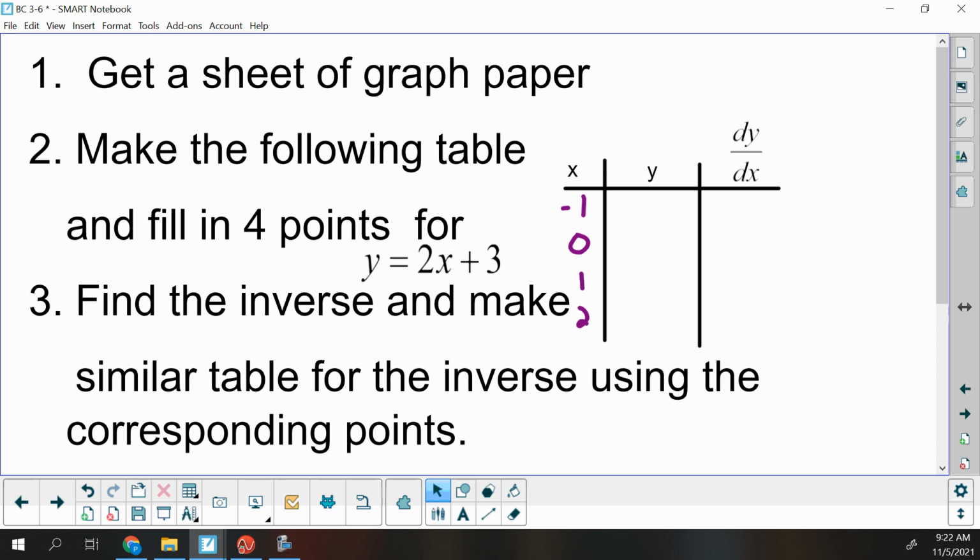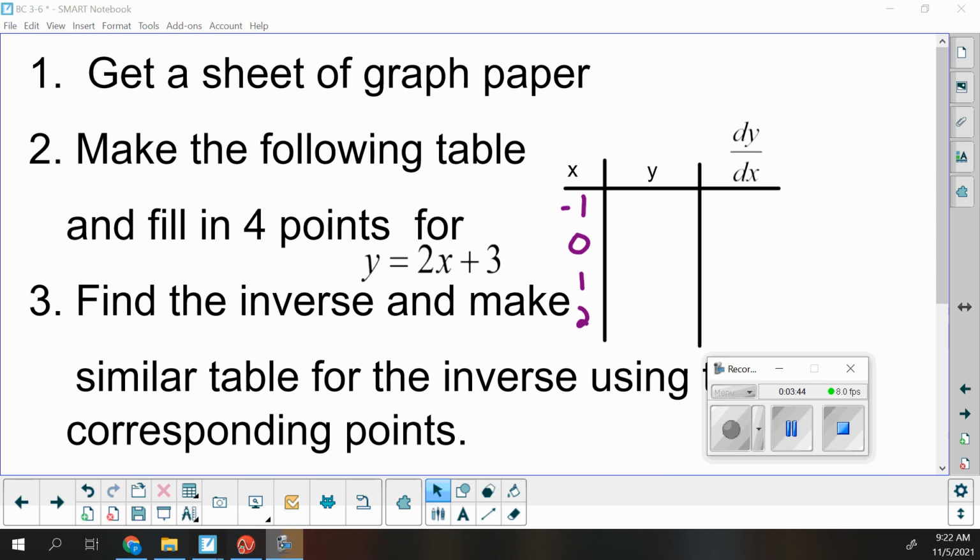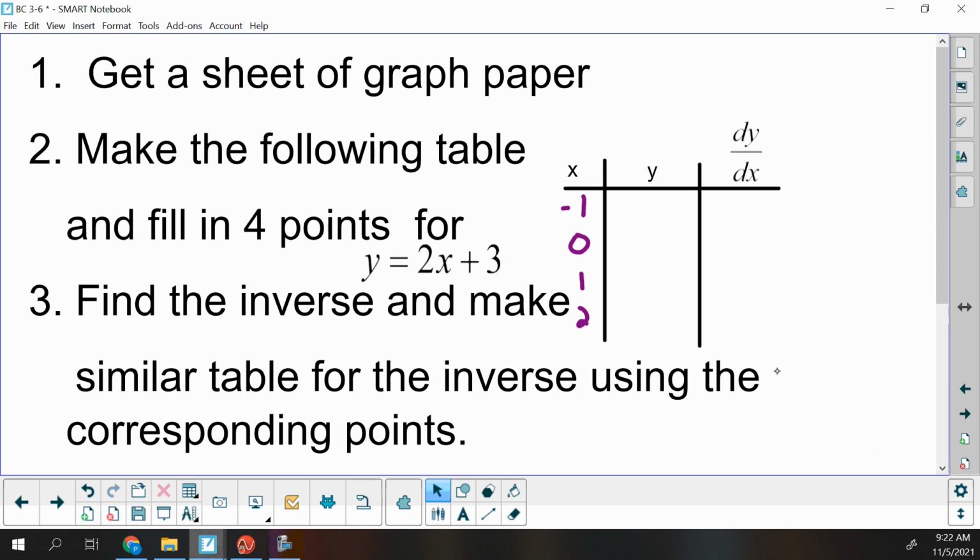And I'm going to pause the video for 2 minutes. I want you to have the y values filled in and the derivative values at each of those values of x. So we should have had y values of 1, 3, 5, and 7. And then our slope values, because it's linear, the derivative should just be a constant. It was always 2.